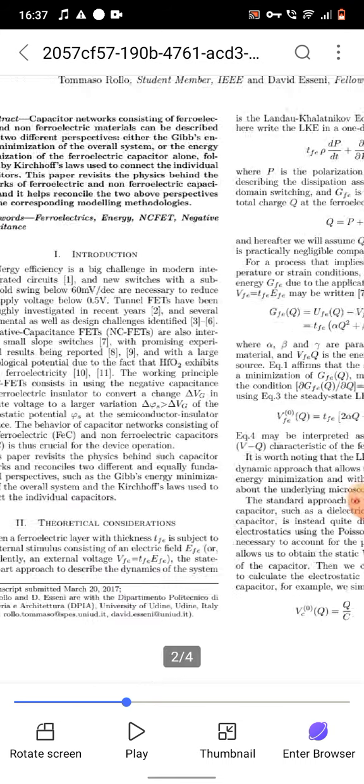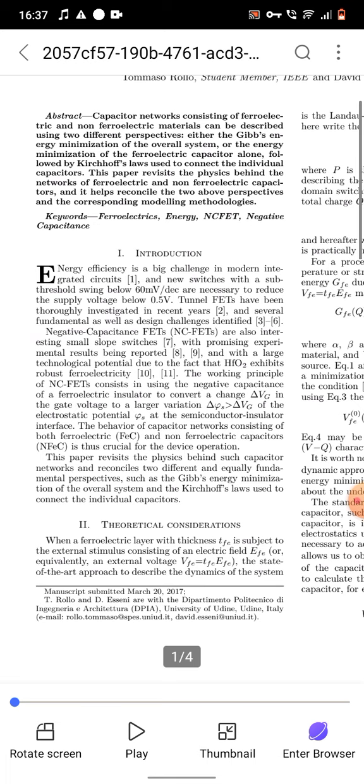Coming to the introduction, energy efficiency is a big challenge in modern integrated circuits, and new switches with a sub-threshold swing below 60 millivolts per decade are necessary to reduce it. This has been thoroughly investigated in recent years, with promising experimental results being reported and with a large technological potential due to the fact that HfO2 exhibits robust ferroelectricity.